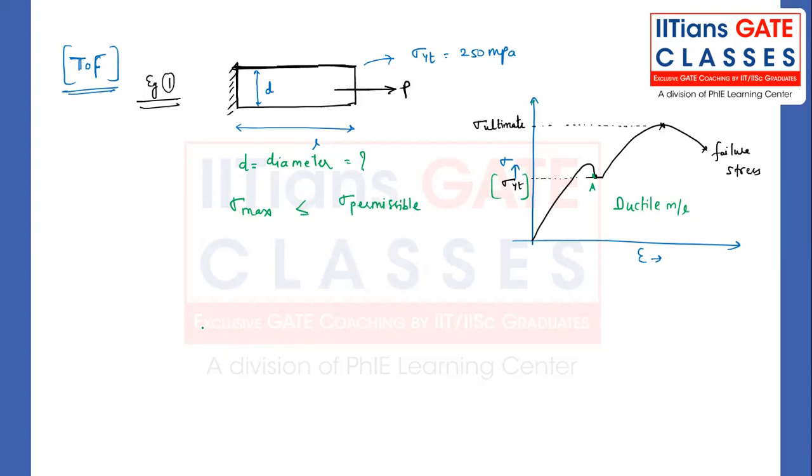What is the maximum stress? Everybody knows that it is P divided by area. It should be less than or equal to the permissible stress. What is the permissible stress? The failure stress, which will be considered as the failure stress for us, divided by the factor of safety. So we can write 4P divided by pi d square should be less than or equal to 250 divided by the factor of safety, whatever factor of safety is given in the problem.